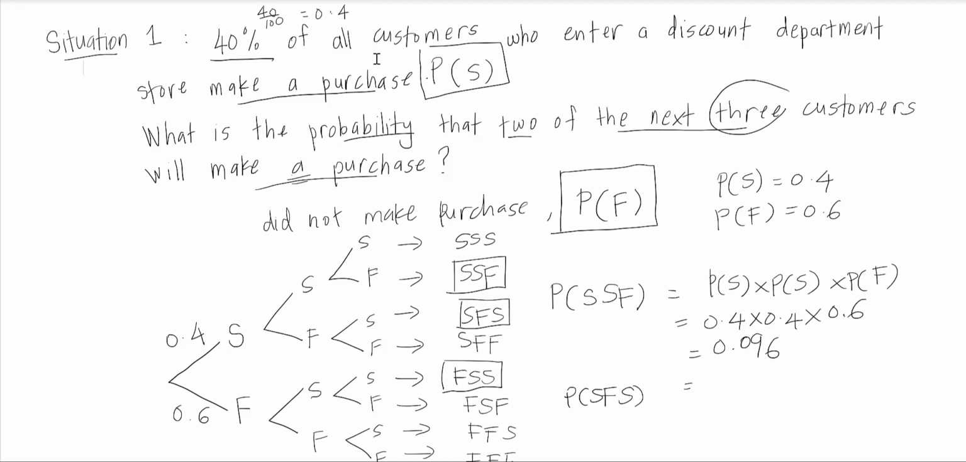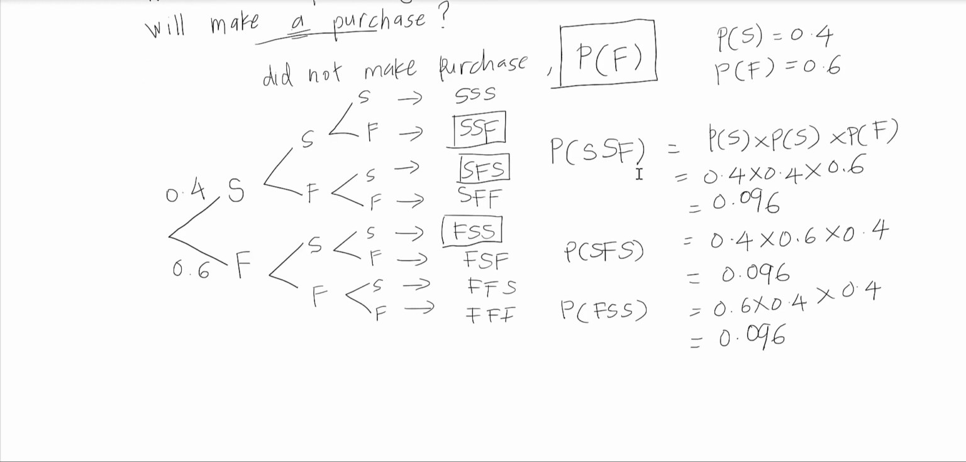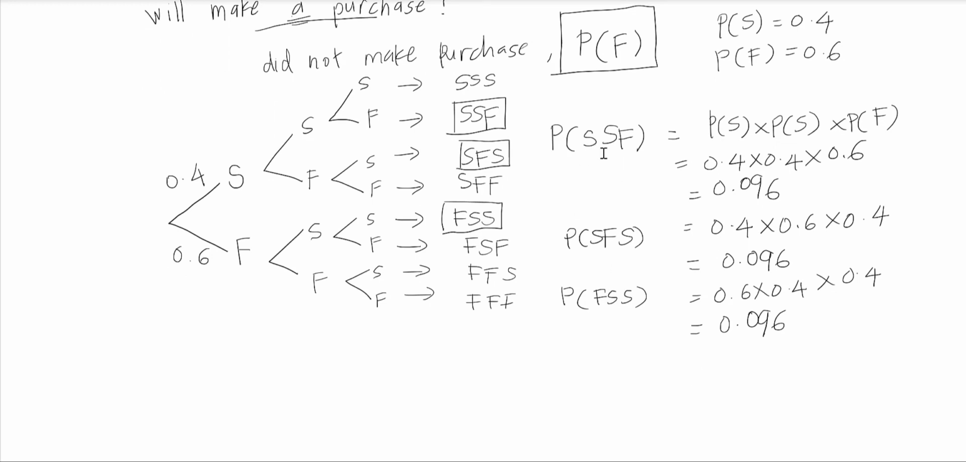Next we calculate SFS. Again, success 0.4, failure 0.6, times 0.4, which gives 0.096. For the probability of FSS, again, failure is 0.6 times 0.4 times 0.4. What do we get? We get 0.096.